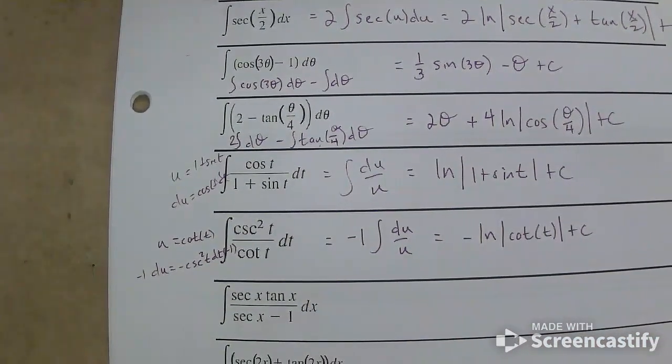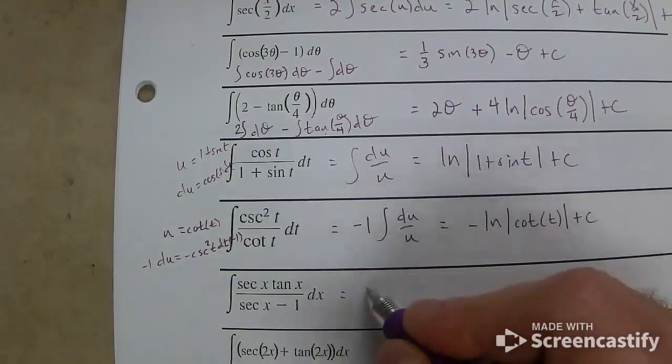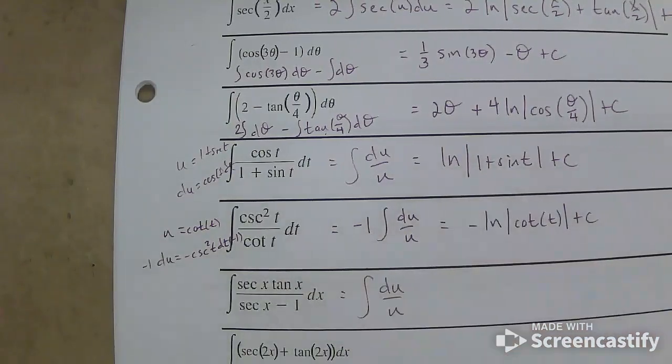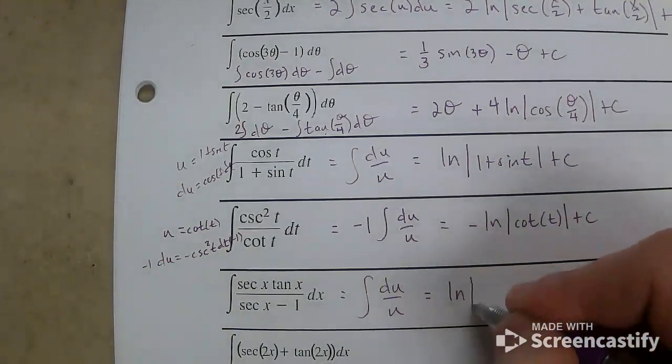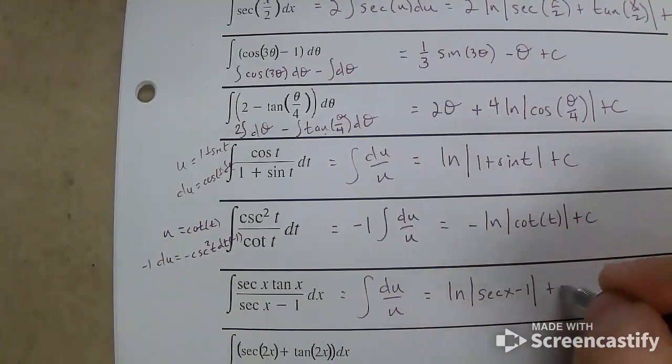Okay. Same thing with this down here. This is going to be u. Derivative of secant x is secant x tan x dx. So I'm going to look at this and think, oh yeah, this is really just du over u. Okay, you can do the sidebar here. u equals secant x minus 1. du is secant x tan x dx. So then this just becomes natural log of u, which is the secant x minus 1, plus c.